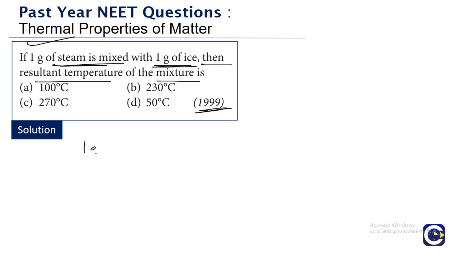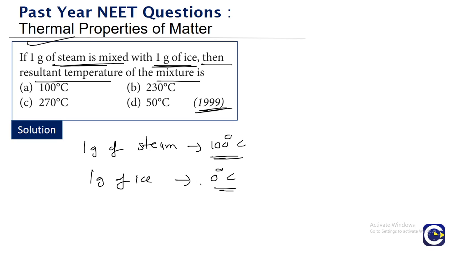So 1 gram of steam, we'll consider that this is at 100 degrees Celsius, and 1 gram of ice, we'll consider that this is at 0 degrees Celsius. They should have mentioned the corresponding temperatures, otherwise 1 gram of ice can exist at any temperature, right? So the temperature will play a role here. Now we basically mix both of them. What is going to happen? See, the ice is at 0. First the ice will melt, and then it will start increasing its temperature by absorbing the heat.